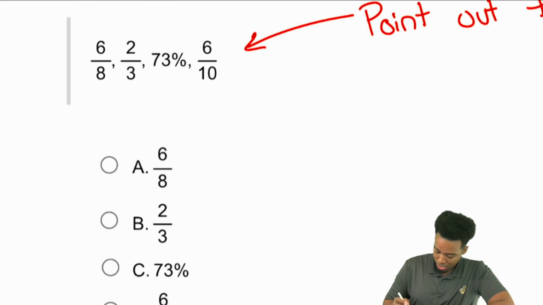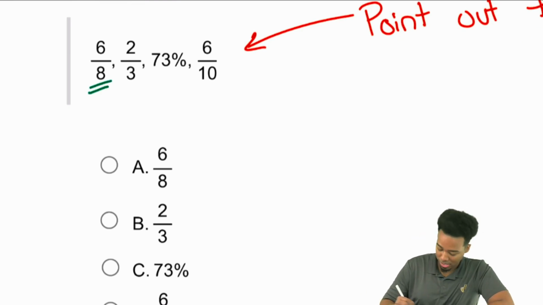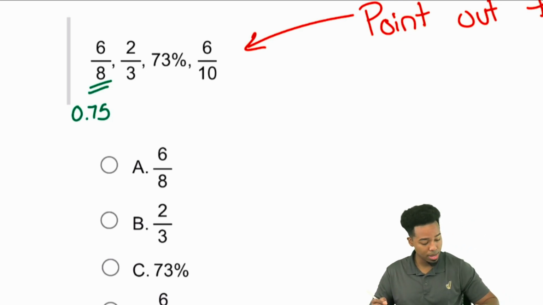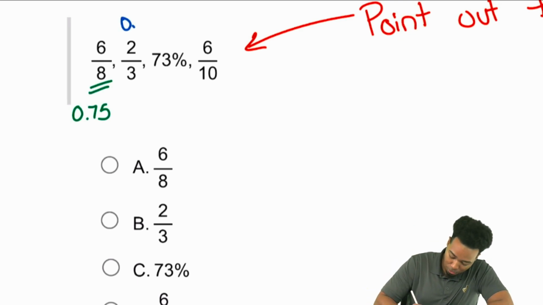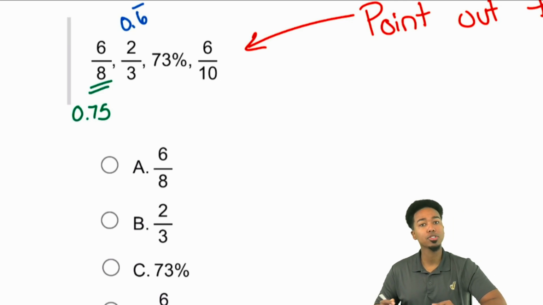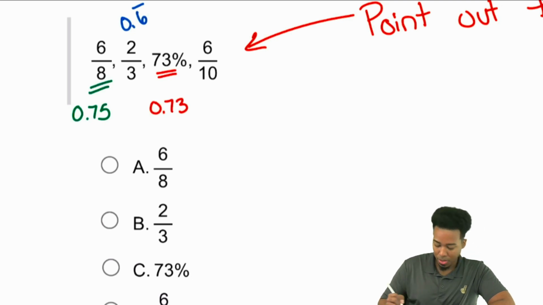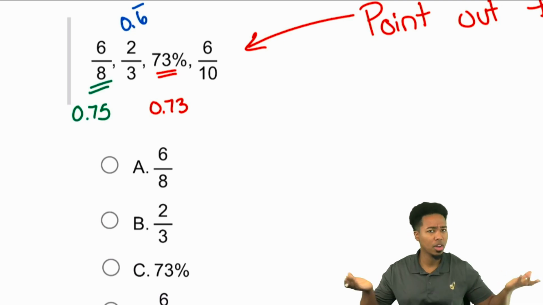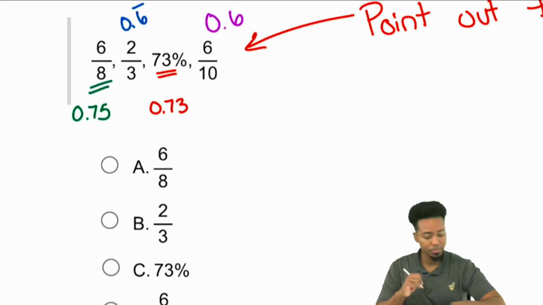So here we go. Let's take a look at the 6 over 8. If I take 6 and divide it by 8, boom, I'm going to get 0.75. If I take 2/3 and divide that, I know what it is, I'm just going through the actions with you. That's going to be 0.6 repeating. 73%, just turn that into a decimal. That's going to be 0.73. And then lastly, 6 over 10. Dividing by 10 is pretty straightforward, but you can use your calculator if you need to, and that'll end up being 0.6. Boom, and we're done.